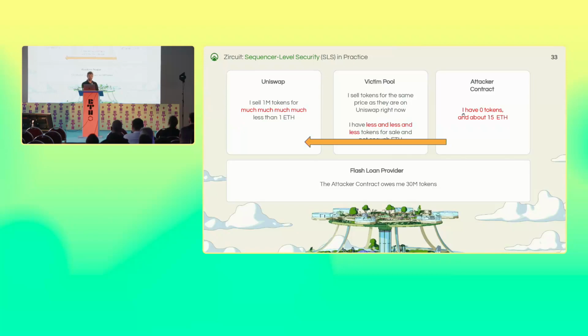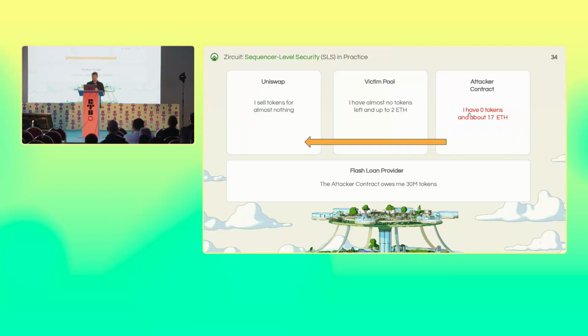Okay, so this is roughly what is happening up until the moment when the pool is almost drained. Uniswap at that point will be selling the tokens for almost zero price because there will just be an excess of liquidity in it, right? The victim pool will have almost nothing. It will not have received the fair price in Ether for the tokens. And the attacker will have all that Ether that it collected for selling the tokens on Uniswap. So that will work out to roughly 17 ETH.